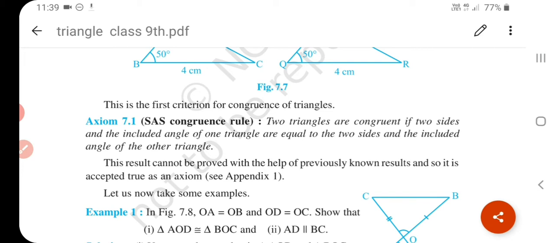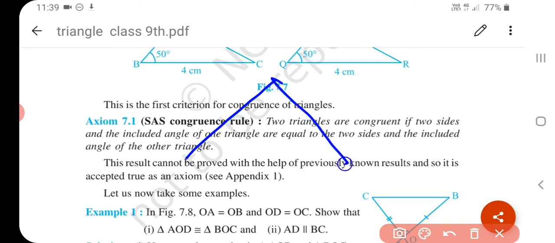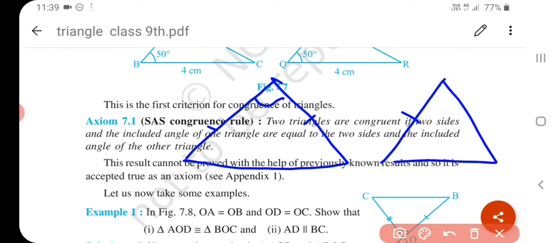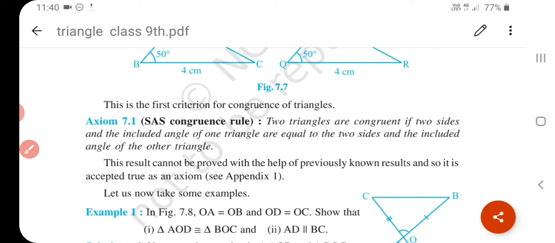Side angle side means you have to know, if we talk about side, then these two sides and this angle. Okay, and if we talk about side angle side, it means these two sides and this angle. You can only speak of it this way: these two sides and this angle, meaning two sides and the corresponding included angle. Okay, understand? The included angle, then that is called SAS, side angle side congruence rule.